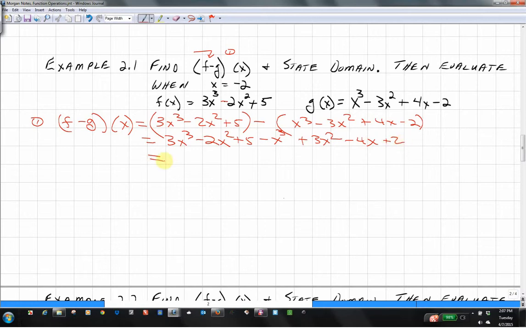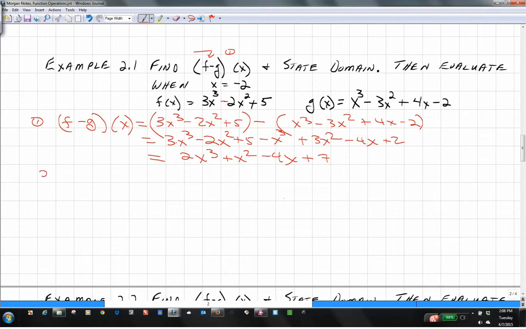Now let's just combine them. I have a 3x cubed and a minus x cubed. That's 2x cubed. Negative 2x squared plus 3x squared, so if I add those together, that's going to be plus x squared. Then I have this minus 4x. Plus 5 plus 2 would be plus 7. Okay, there I have them combined.